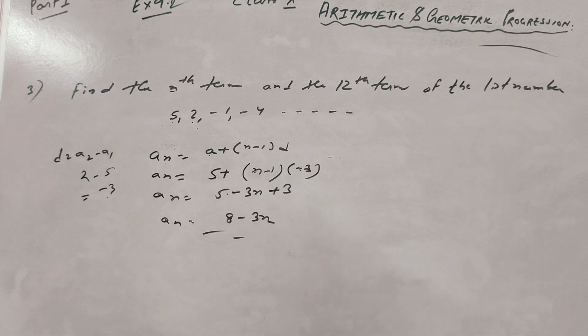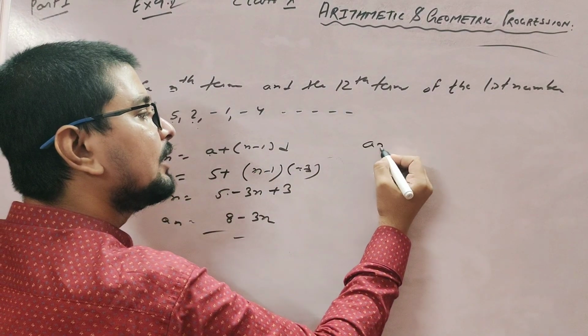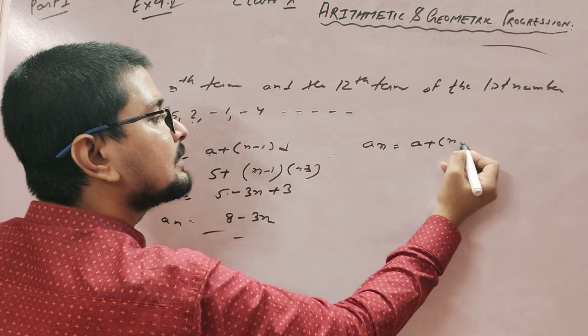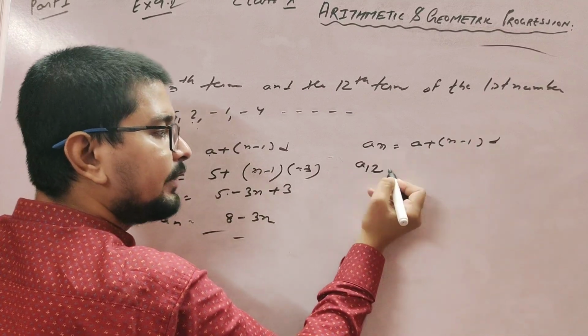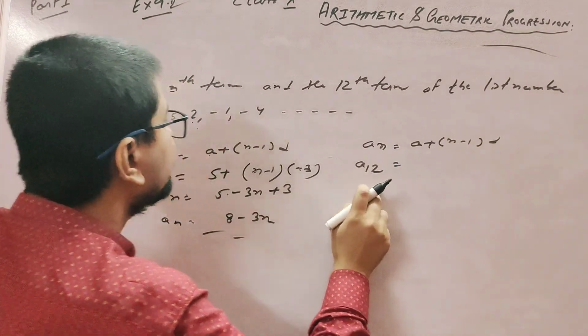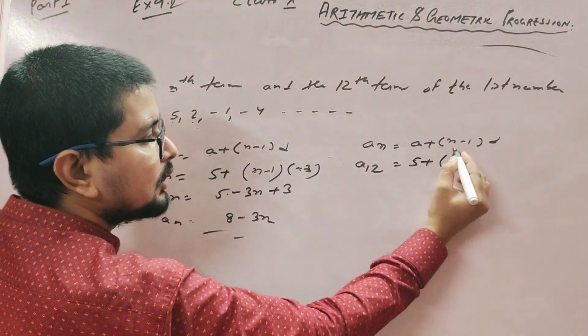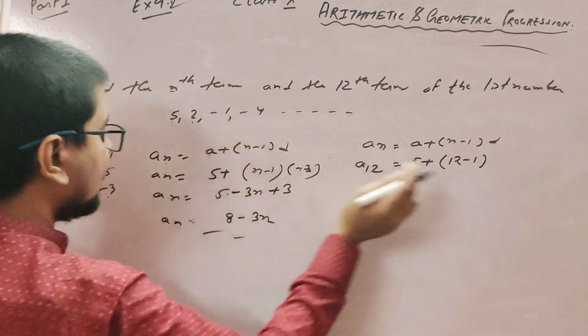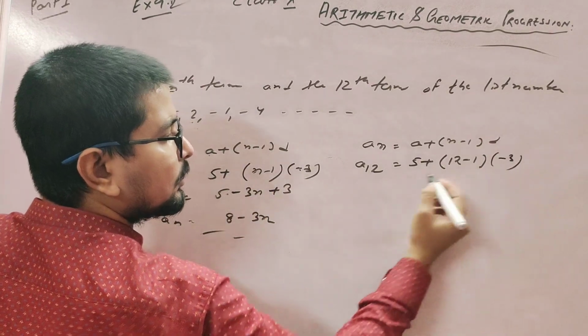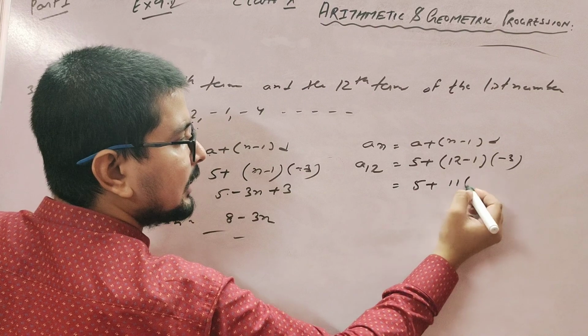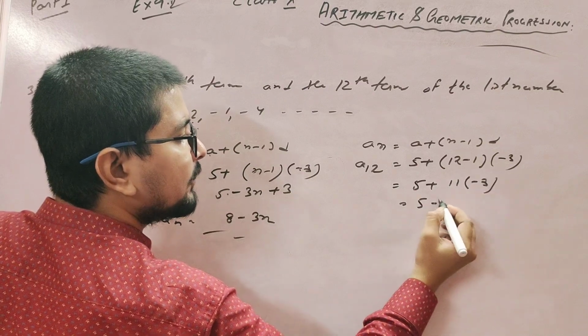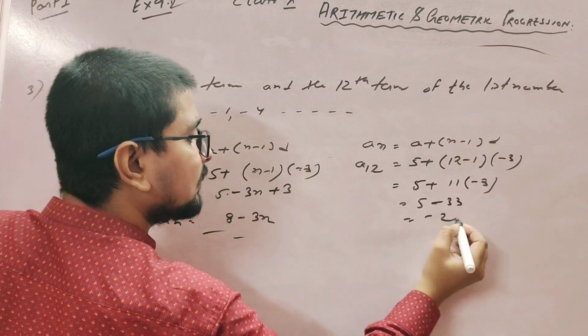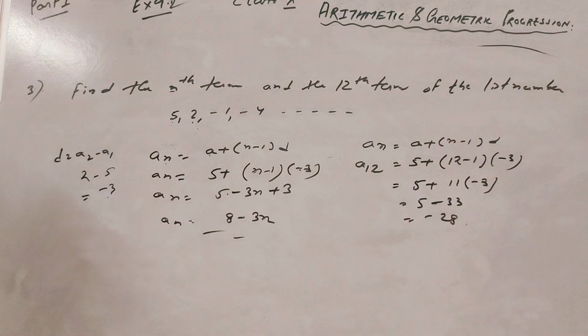But in the next question it is the 12th term. So find the 12th term. We know the formula an equals to a plus n minus 1 d. So in place of n we write 12. Okay, because 12th term, a is 5 plus, in place of n we write 12 minus 1, and d is minus 3. So that is 5 plus 11 into minus 3. So 5 minus 33, that is minus 28. Okay, note.